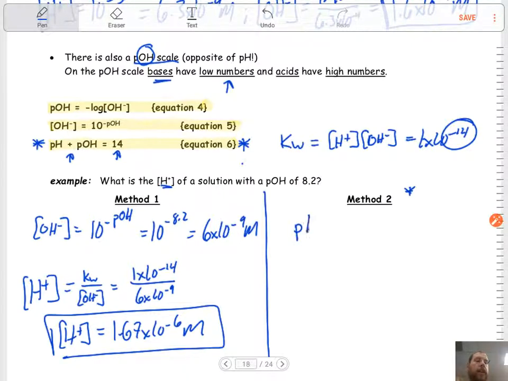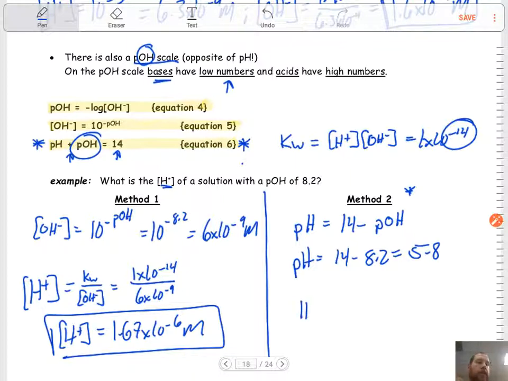So all we really have to do here is we can figure out pH from equation 6. So if I do that, that's 14 minus the pOH. All I've done, guys, is I subtracted my pOH here to get the pH by itself on one side of the equation. So pH here is going to be 14 minus 8.2, which is going to give me 5.8 when I do that math. And now all I have to do is H plus concentration equals 10 to the negative pH. So 10 to the negative 5.8.